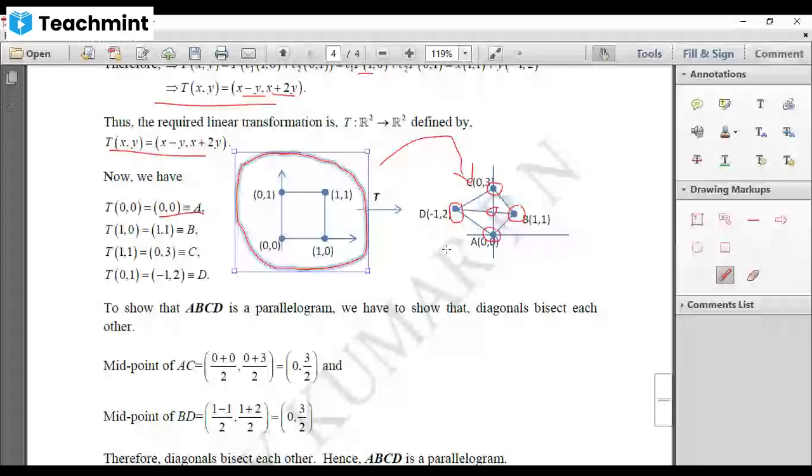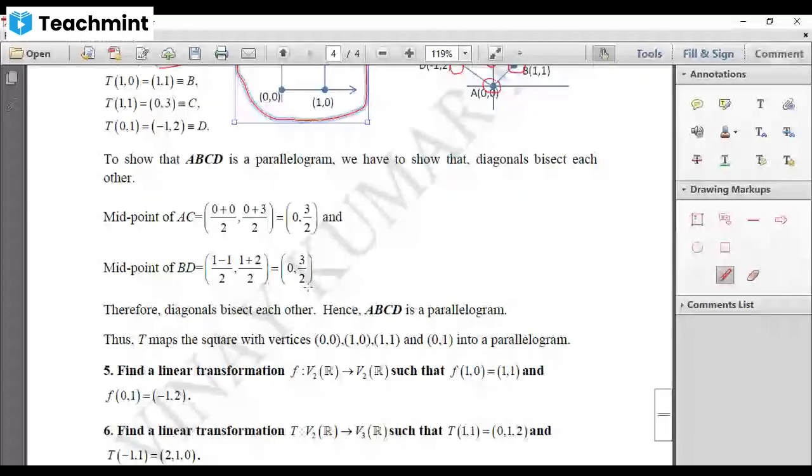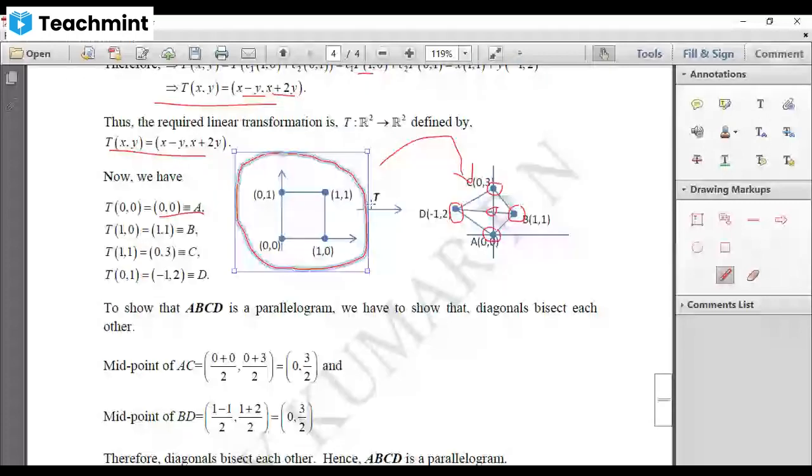And what is the midpoint of the diagonal BD? (1 plus -1) divided by 2 for the x coordinate, comma (1 plus 2) divided by 2. So this is (0, 3/2). When the coordinates are the same, those two diagonals bisect each other. Therefore, this is a parallelogram. This parallelogram is obtained by taking the images of the vertices of the square. So a square with these vertices has been mapped into a parallelogram under the mapping T. And this completes the solution.